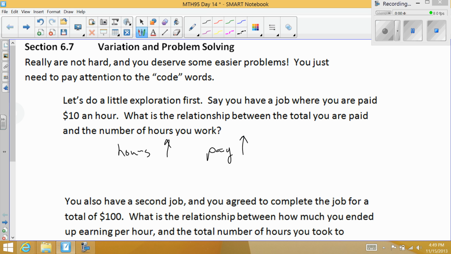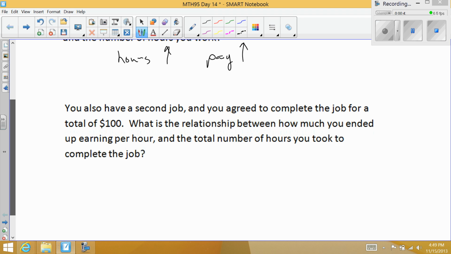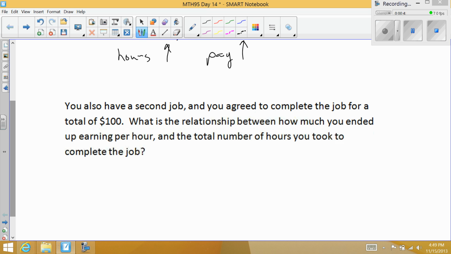But let's compare that to a different situation. Say you've got a second job and you've bid on it, and you've agreed to complete the job for a total of $100. What's the relationship between how much you ended up earning per hour and the total number of hours you took to complete the job? So if you managed to complete this job in 1 hour, you just got paid $100 an hour. Not bad. However, if it takes you 100 hours to complete the job, you're only getting paid $1 an hour. So you're getting paid a set amount to complete the entire job.